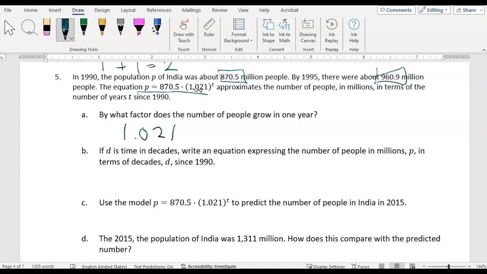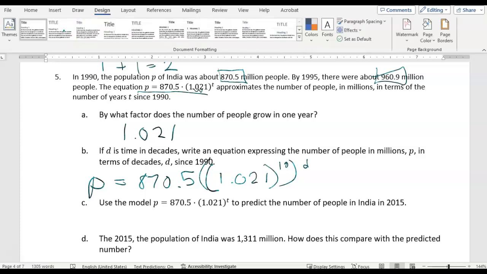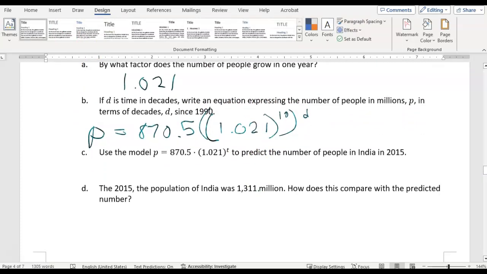If D is time in decades, write an equation expressing the number of people in millions, P, in terms of decades. So P equals 870.5 times 1.021 to the power of 10 to the power of the decades. Now you can also calculate this piece right here for the decade to see what that would be, because this would give us the factor for a decade. So if you'd like to calculate that, you can, or you can write it as this, because if we then input that decade into your calculator, you'll be able to find an answer.